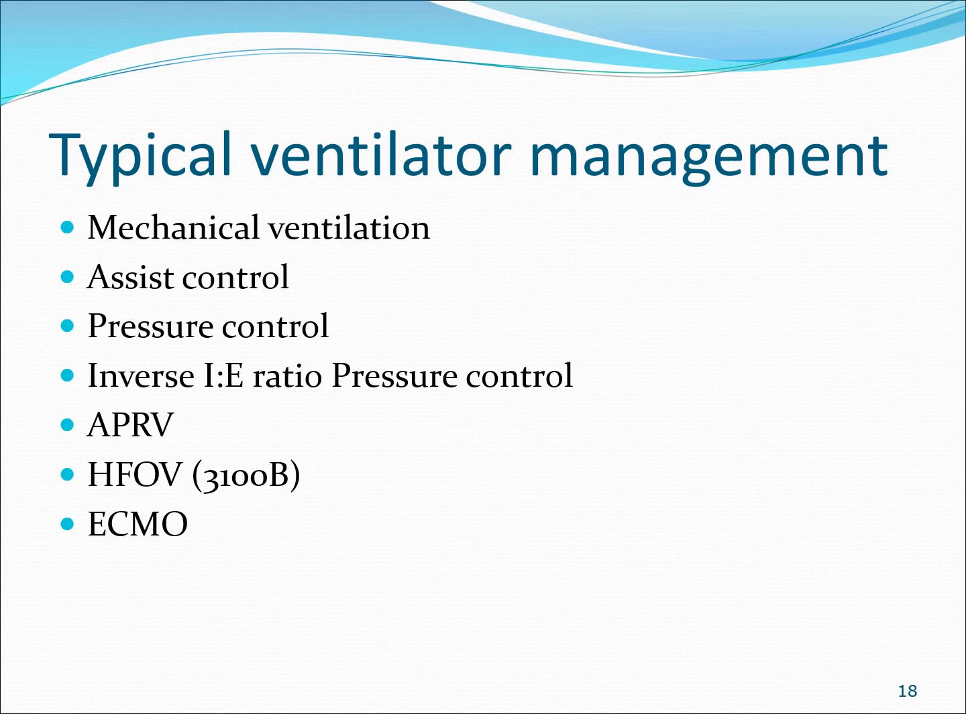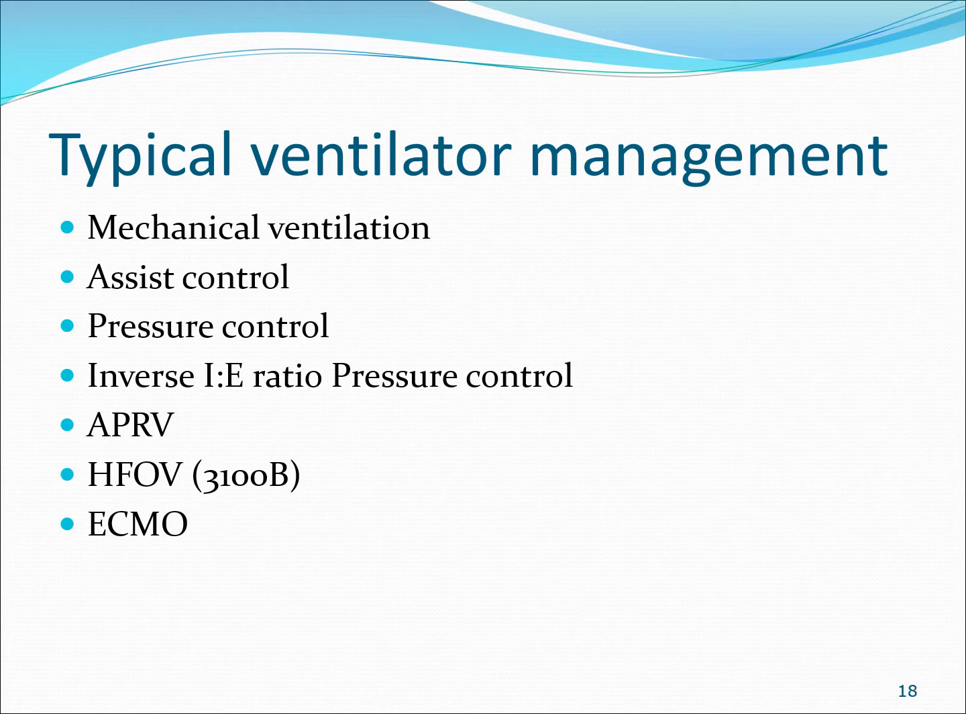So what do you do? You end up putting them on inverse IE ratio pressure control ventilation. So what does that mean? Typically you have an IE ratio of like 1 to 2 or 1 to 3, depending on the type of patient. When you do inverse, you start with 1 to 1, and then before you know it, you're 1.5 to 1, then you might even be 2 to 1.